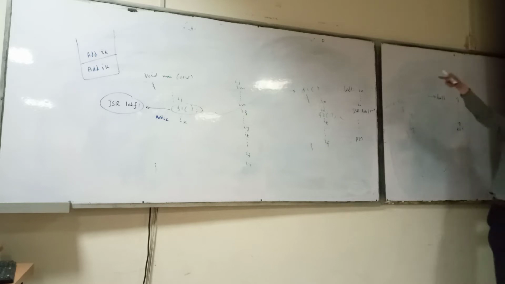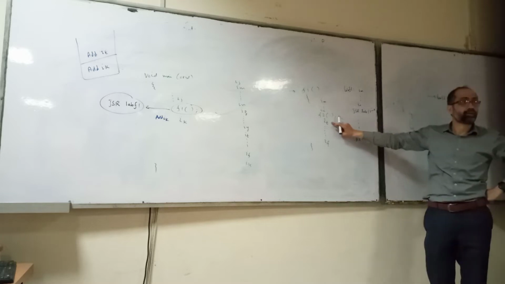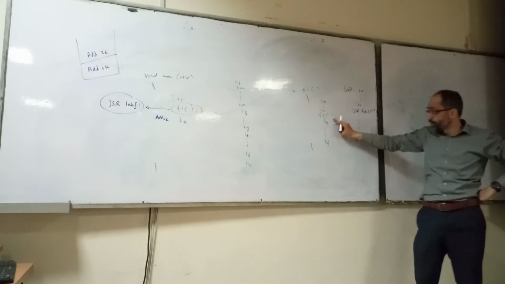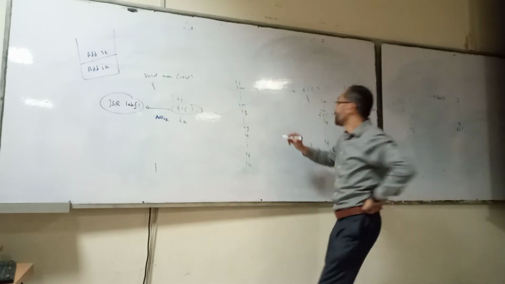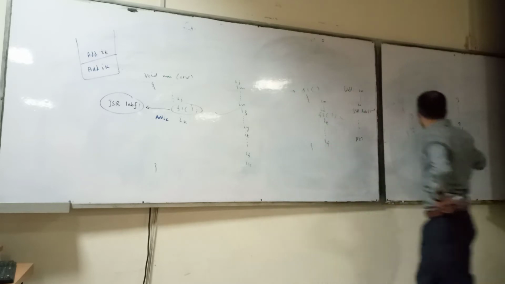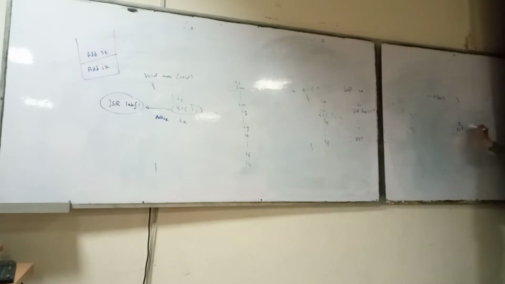And what is on the top of the stack? IT. Where is the control transferred? IT. And when you come here, IT is pushed on the stack. So when you have a return instruction, the top value from the stack will be popped into PC. That will be updated in the program counter.